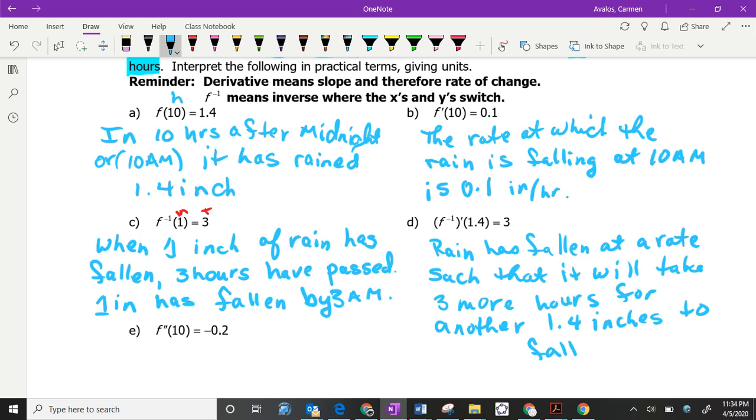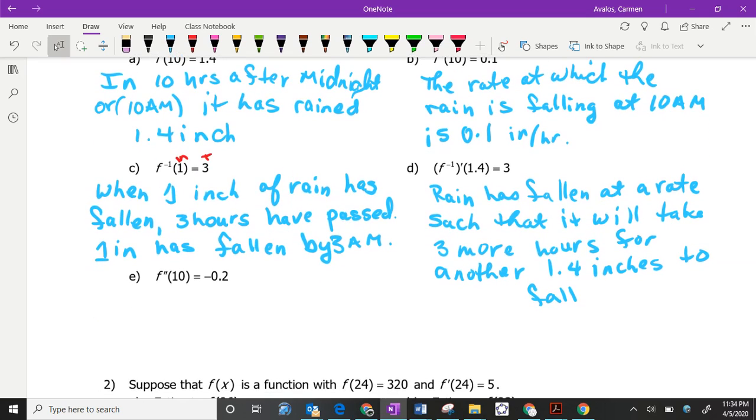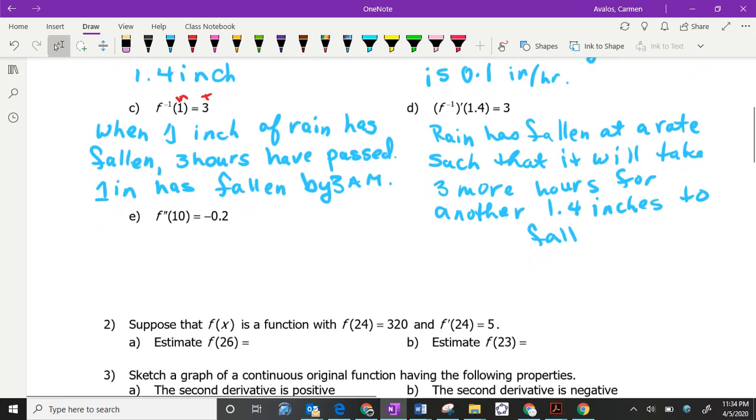So it's going to be falling at a rate of 1.4 inches, but it's going to take 3 hours for it to actually fall 1.4 inches. Okay, so the next one here, E, what does that mean? Well, now we have the two little dashes, so we know that's the second derivative. And so this here, this is the velocity of the rain.